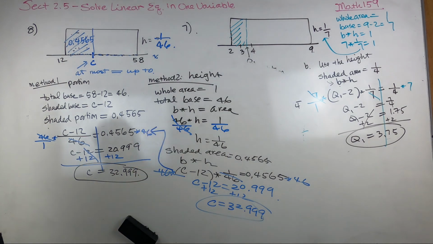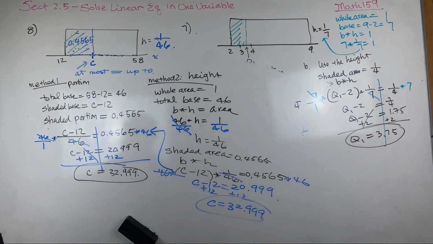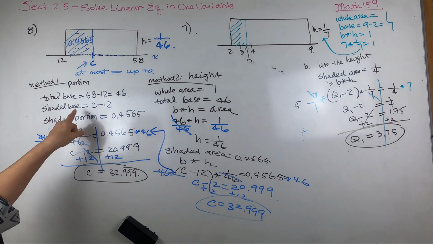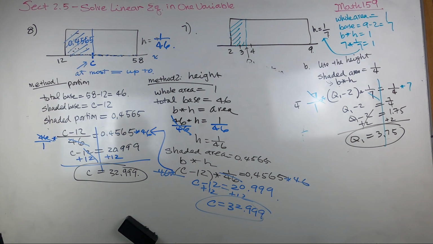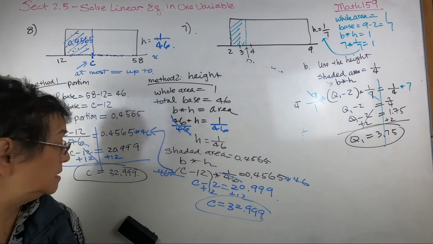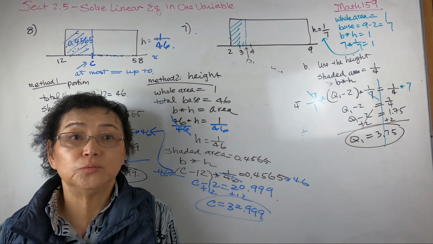So your homework will show you this way, but this is easier. Just do it by the portion. But it only applies for the uniform distribution. Okay? So, got the idea? Okay, let's see. This will cover your section 2.5.